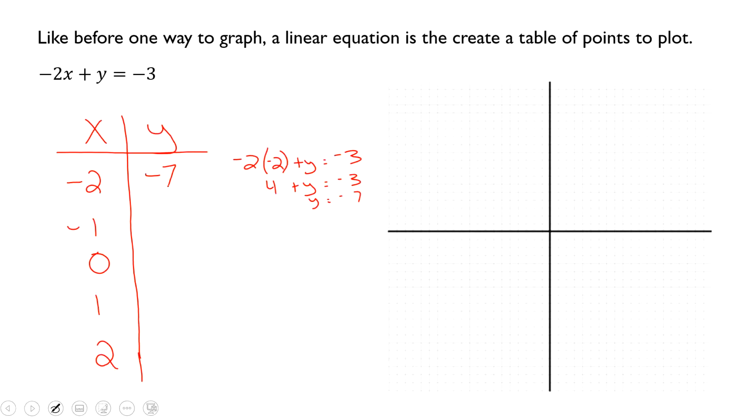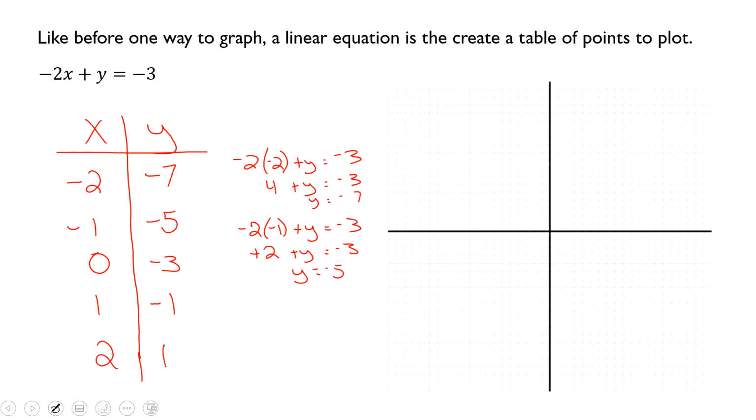Same thing, we get negative 1: negative 2 times negative 1 plus y equals negative 3. This becomes positive 2 plus y equals negative 3. So y is going to equal negative 5. Plug in 0, the x goes away, so we end up with y equals negative 3. Easy one to graph. We plug 1 in, we get negative 2 plus y equals negative 3, so y has to be negative 1. And then the next one we have negative 4 plus y equals negative 3, so here y has to be 1.